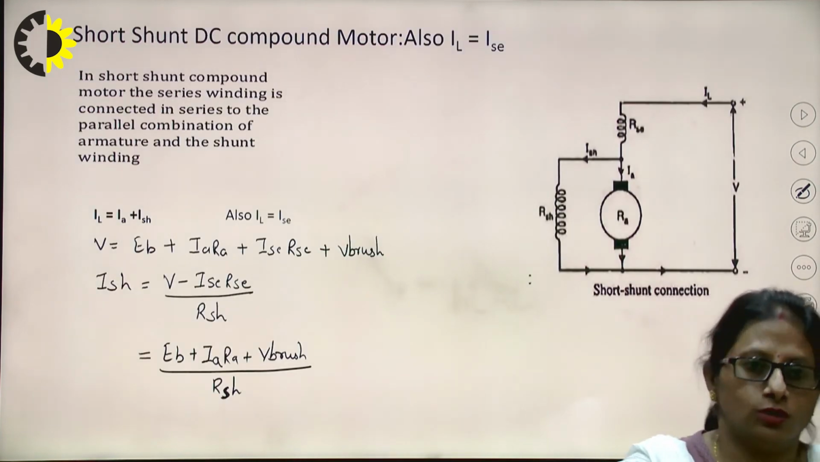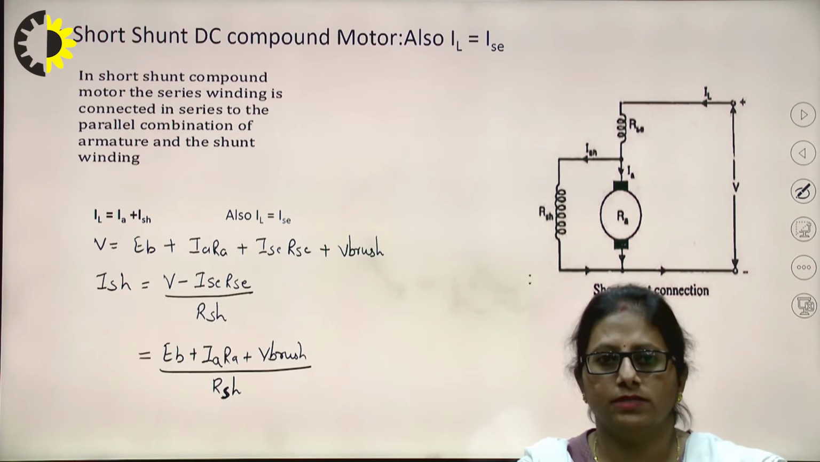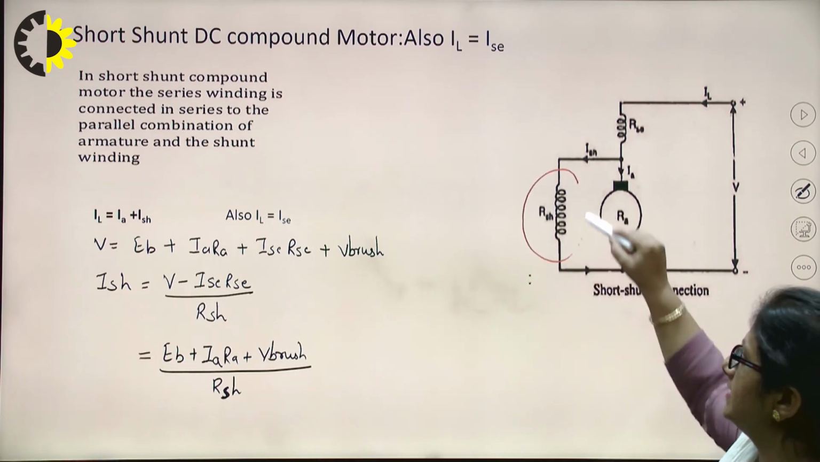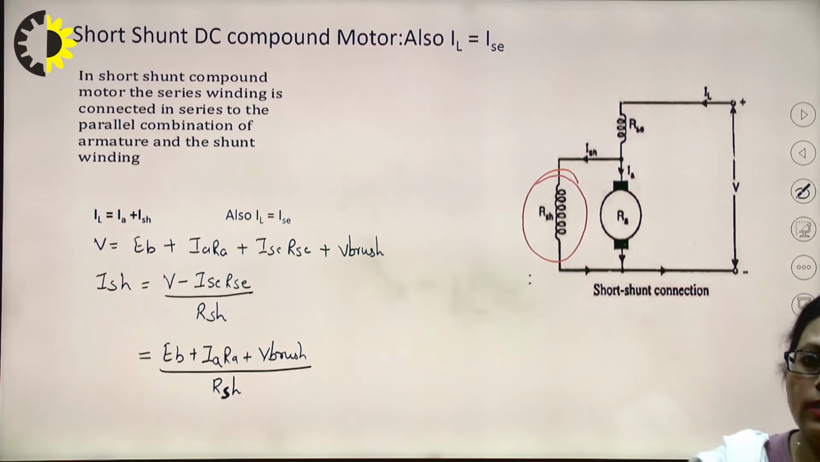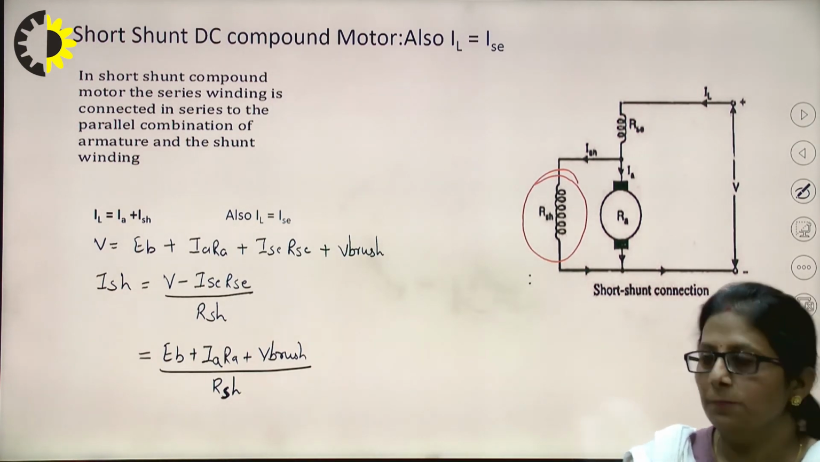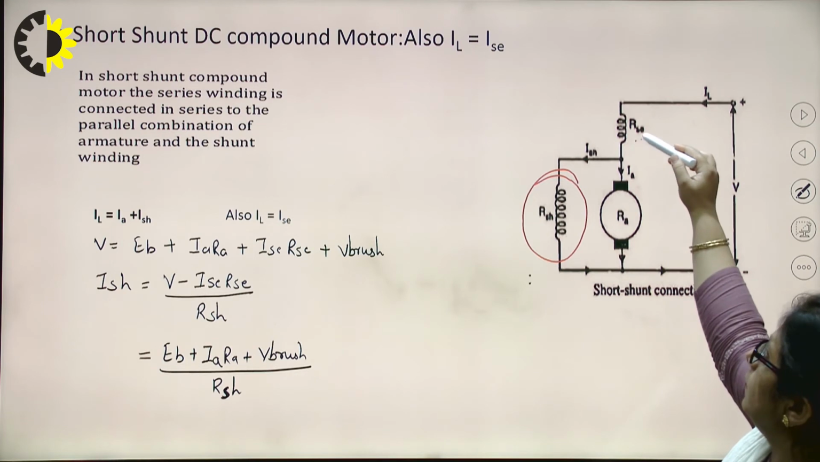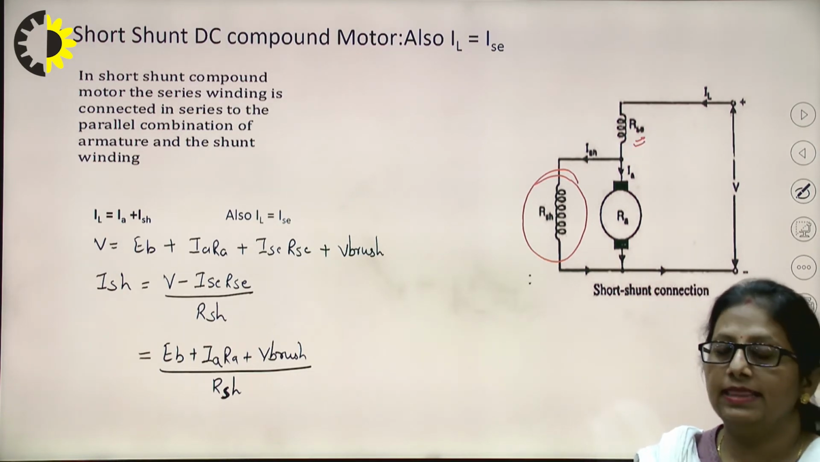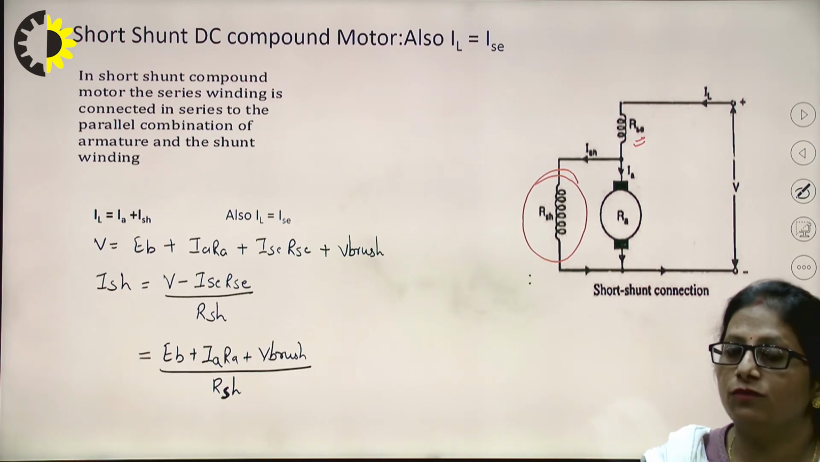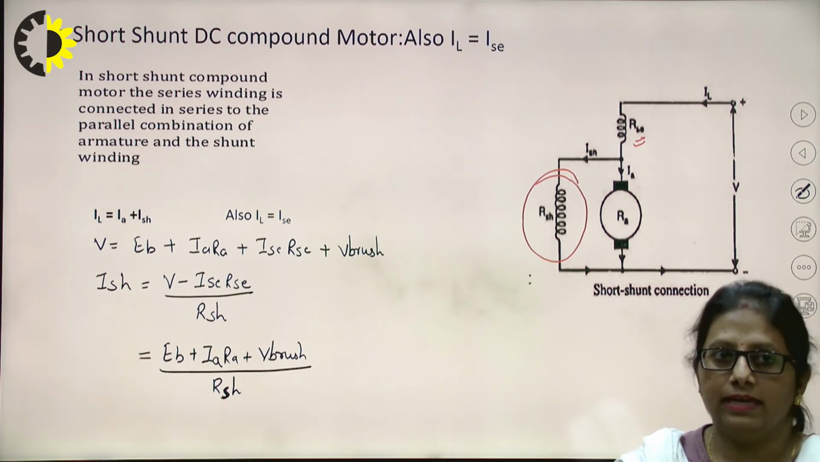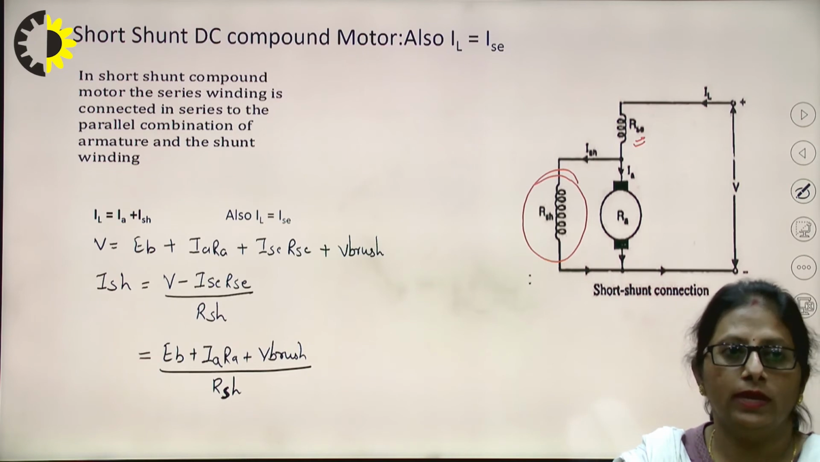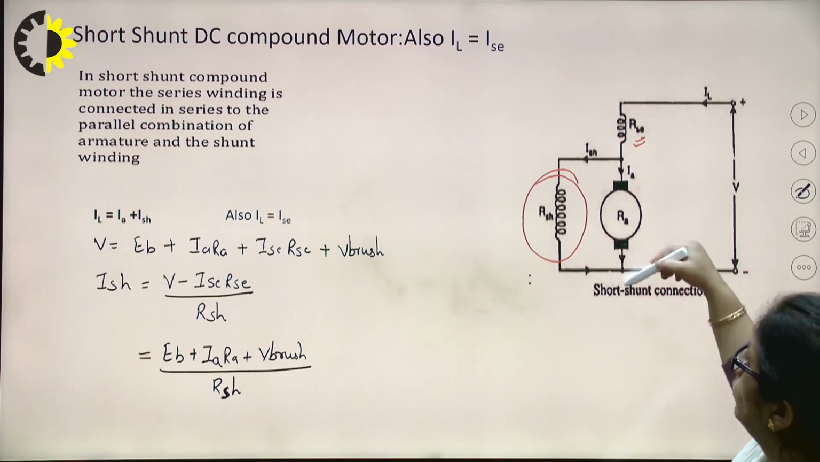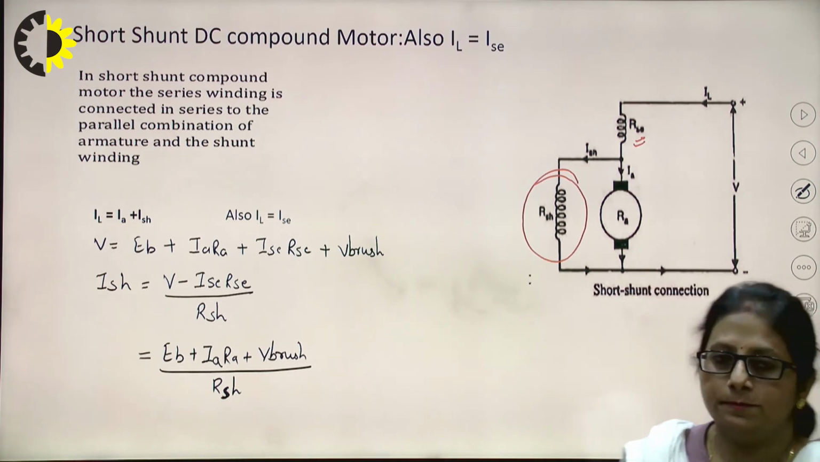Now, in case of short shunt, the only difference it is making is that the shunt branch is in parallel only across the armature, right? So in this case, the series field winding drop is with the same polarity as that for a, I must be saying it is in opposition with the V, right? That means V minus ISC RSC must be equal to the voltage drop across the armature.